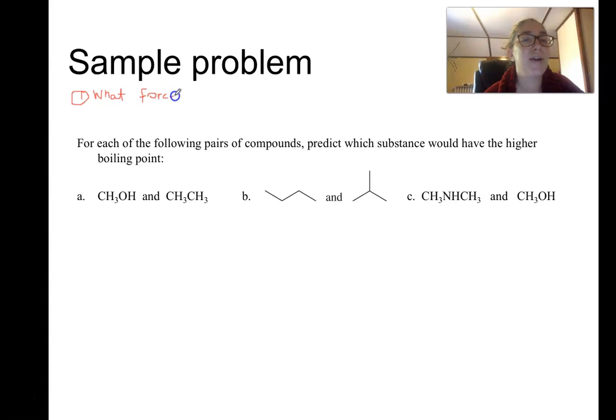Basically, if we want to know what forces they have, we need to know, is it ionic? Is it covalent? If it's covalent, is it polar? So are either of these ionic? No, there's not a nonmetal and a metal. There's no metals here. So these are both covalent compounds. So I'm going to say ionic or covalent.